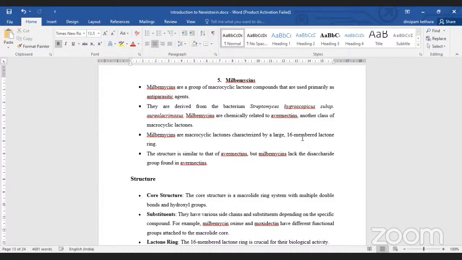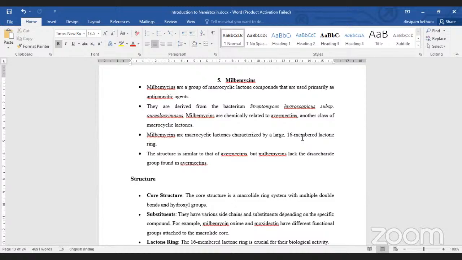Yesterday, we studied the avermectins, which also act as insecticides, or as antiparasitic agents. And coming to avermectin, if you look at the structure of this avermectin, it contains two different molecules in it.